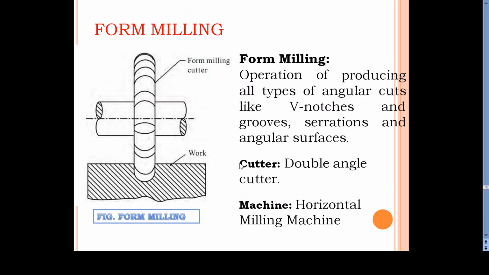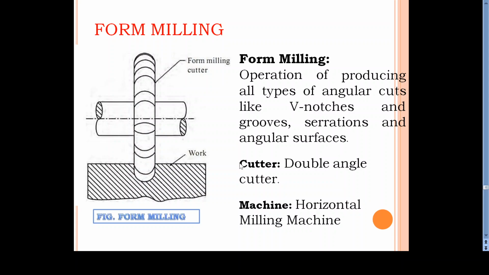And form milling is actually for reproducing or generating the same shape of the milling cutter on the workpiece. Operation of producing all types of angular cuts like V notches and grooves, serrations, and angular surface. So any shape we can generate based on the shape of the milling cutter. That is actually just like a forming operation, but it is not a forming, it is actually a machining operation.